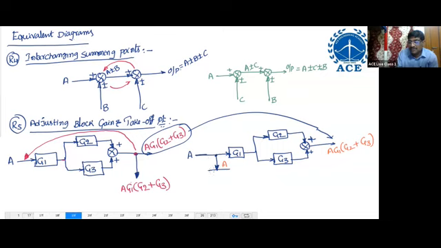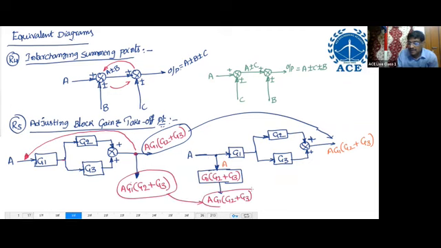That means what happened here? We have to add a block such that the output what you should get, tell? What is the output you should get? A G1 into G2 plus G3. That means what should be this block gain? G1 into G2 plus G3. So that before shifting, after shifting, both the outputs should be same.